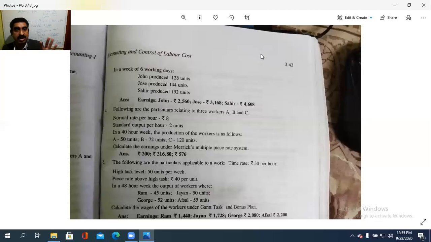In Merrick's, there are criteria: up to 83%, normal piece rate. Above 83 till 100%, 110% of the piece rate, and at or above 100%, 120% of the piece rate should be given. So this is the differential piece rate system under Merrick, another modification of Taylor's differential piece rate system. One more is there, the Gantt task and bonus plan, that we will see in the next class.